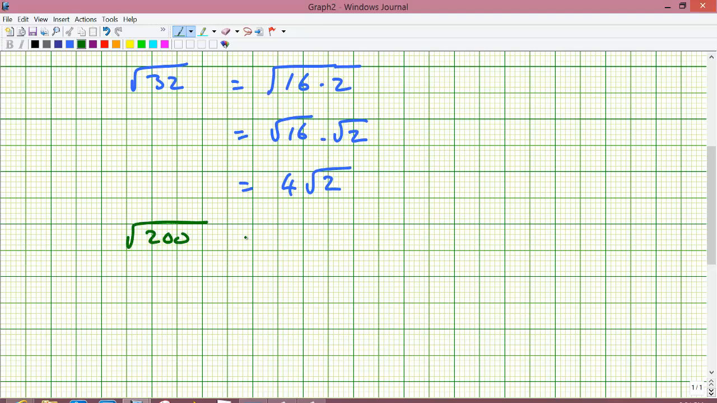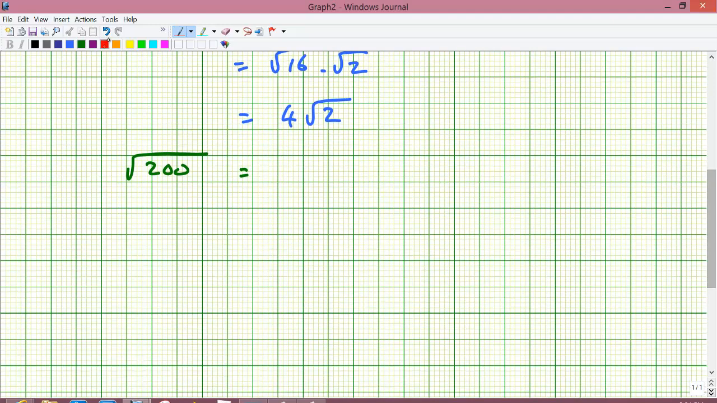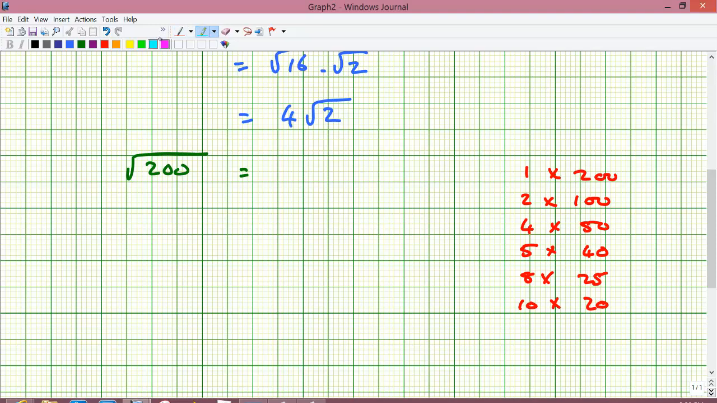Square root of 200. Again, we're trying to simplify this. Now, 200 has a number of square factors. Let's write down all the factors that we can think of, starting with the smallest, 1 times 200, 2 times 100, 4 times 50, 5 times 40, 8 times 25, and 10 times 20. Now, if we look at all of those, we can see that a number of these factors are square numbers. 25 is square, 4 is square, and 100 is square.